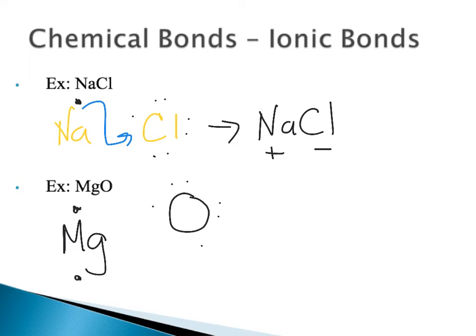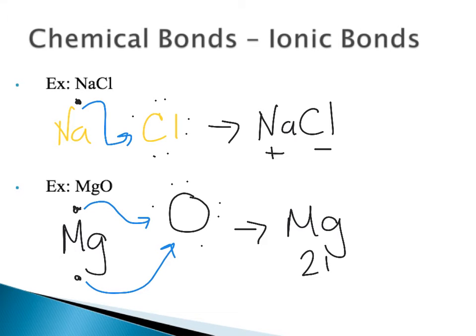So what's going to happen is magnesium has 2 electrons to give up, and oxygen will happily take those 2 electrons. And when they bond together, because they now have charges, Mg 2 plus, because it lost 2 negative charges, and the oxygen is 2 minus, because it gained 2 negative charges. This attraction between the positive and the negative is what's keeping them together, like magnets.